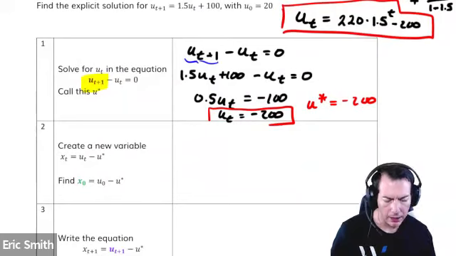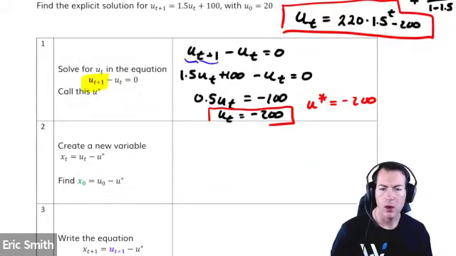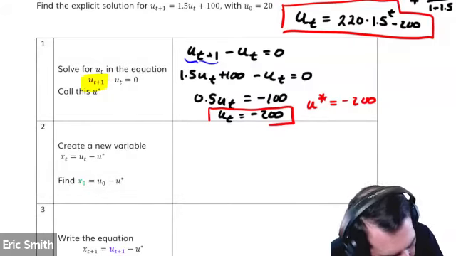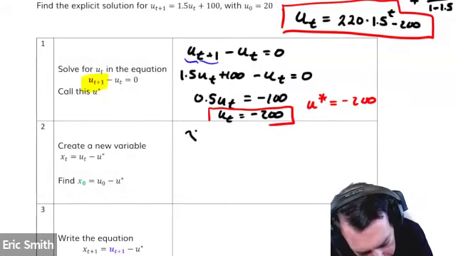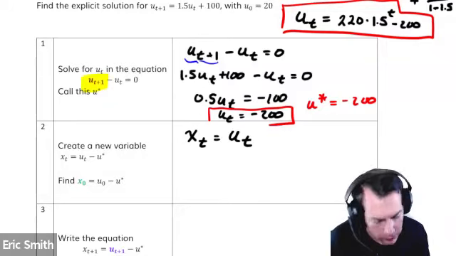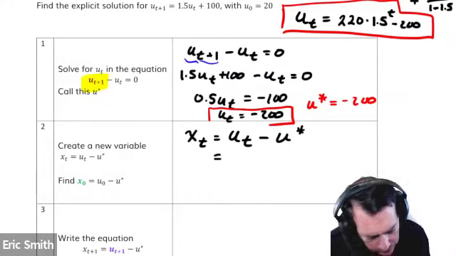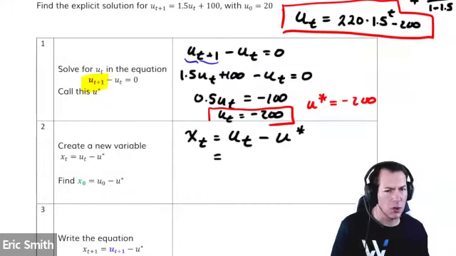All right, now that we have this u star, this steady state, we're going to use it to develop a brand new variable. This is what I'm going to call x sub t. So x sub t is going to be based off of our original variable, these u's, minus this value of u star. So in this case, things are really just going to be shifted over a little bit.